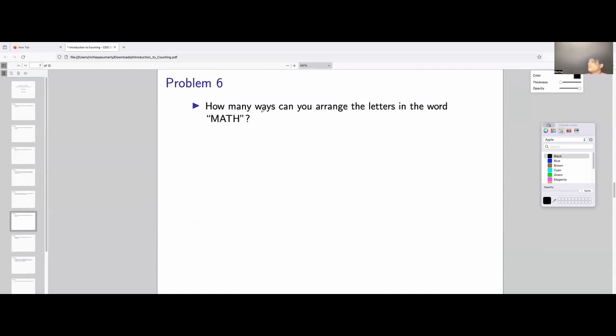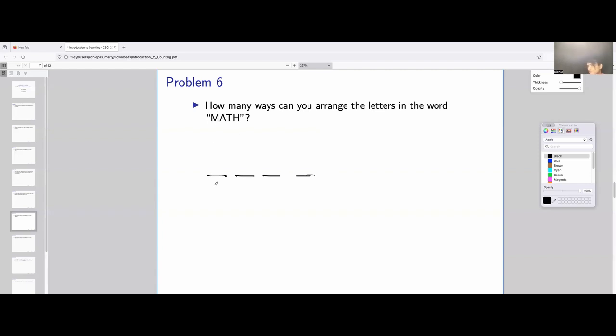All right, so how many ways can we arrange the letters in the word math? All right, so again, I think it's just the same question as before, right? It seems like the same question.